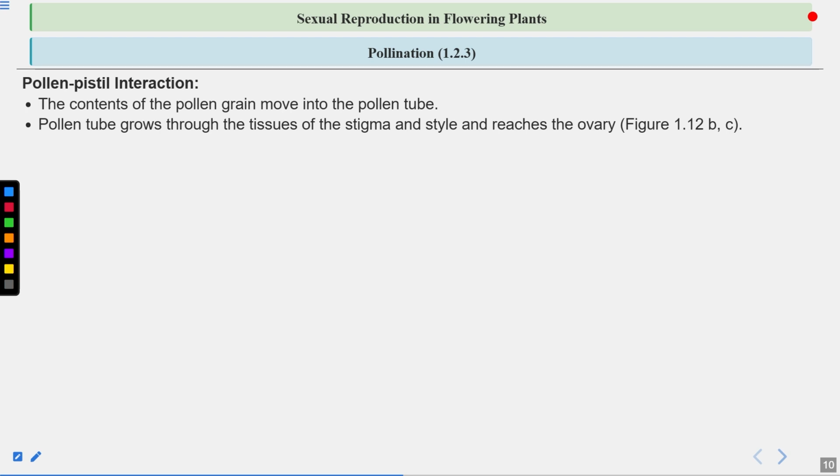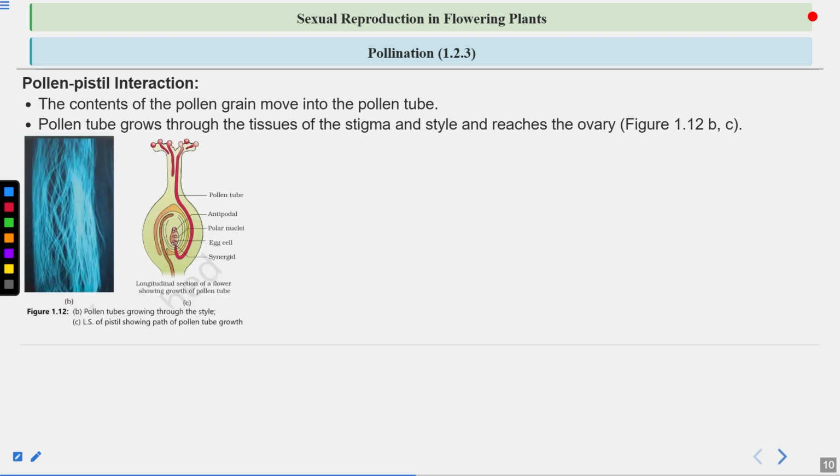But if it is a compatible pollen grain and the pollen tube emerges out, it will easily penetrate the tissue of the stigma, the tissue of the style, and the tissue of the ovary, and reach the ovule part, the embryo sac. So now you can understand why this compatibility is so very important, to understand this particular term, compatible and incompatible. Okay.